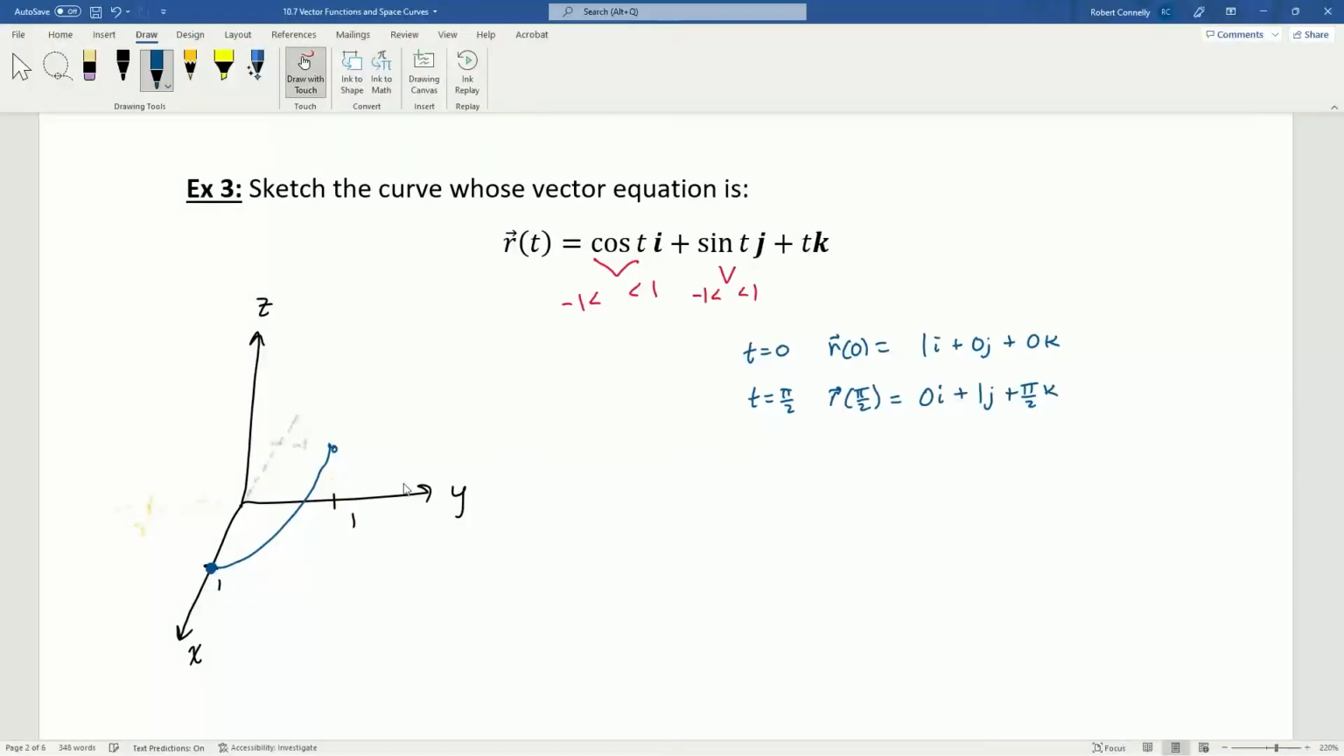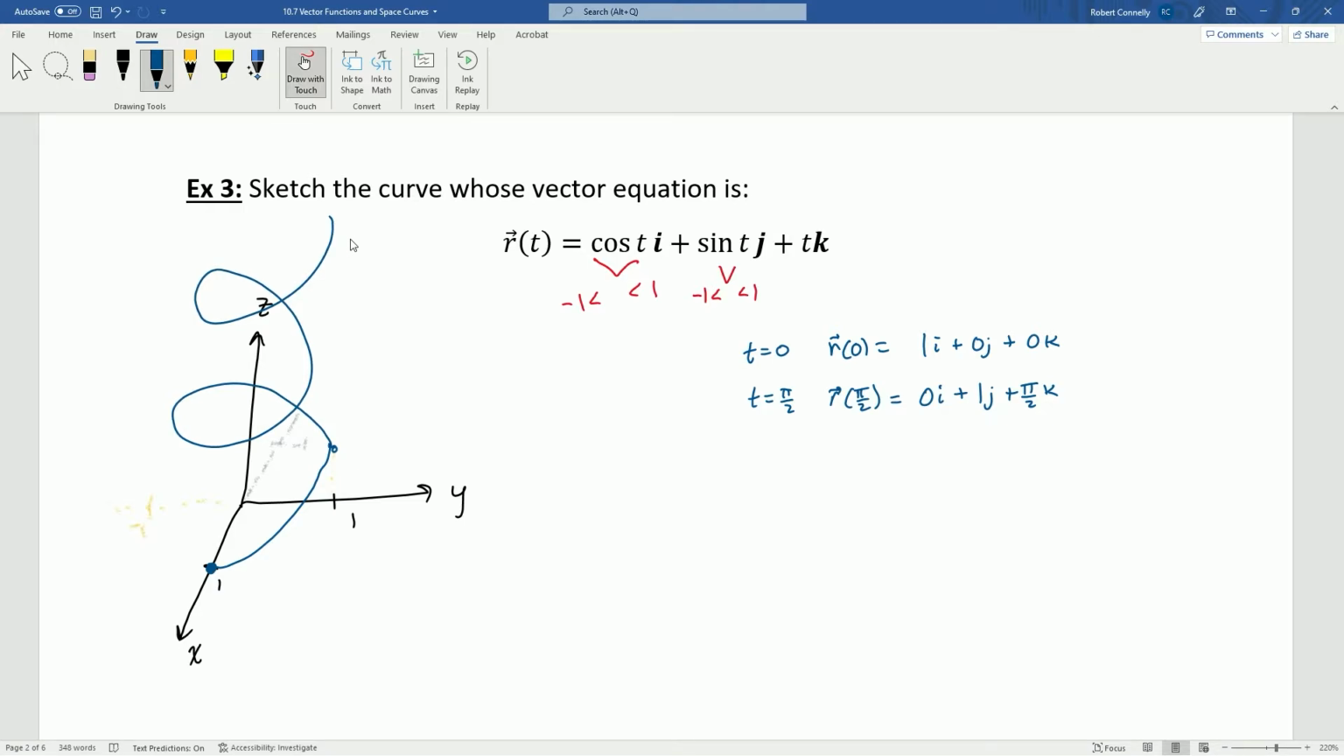In general, what we should realize is that the x and y coordinates are forming a circle around the z-axis, and the z-coordinate here is just making the point go upwards as you go around this circle. So you can basically just draw this like a spiral up here.